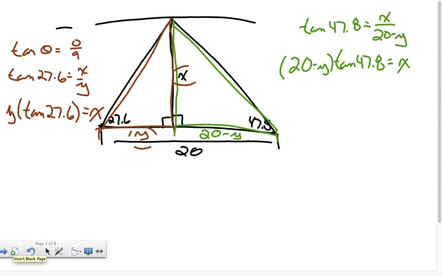Two x's, with two variables, two equations, going way back to unit 1. How do we solve for this? So here x is equal to this, and x is equal to that. If x is equal to two things, those two things must be equal to one another.